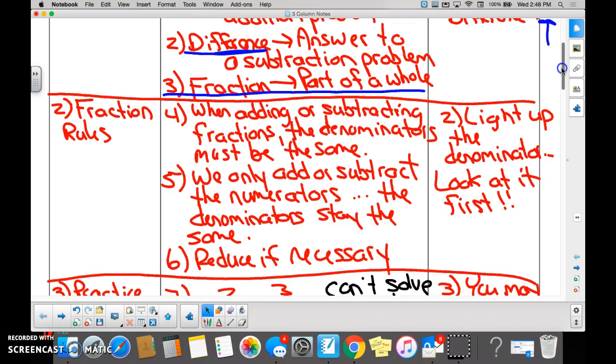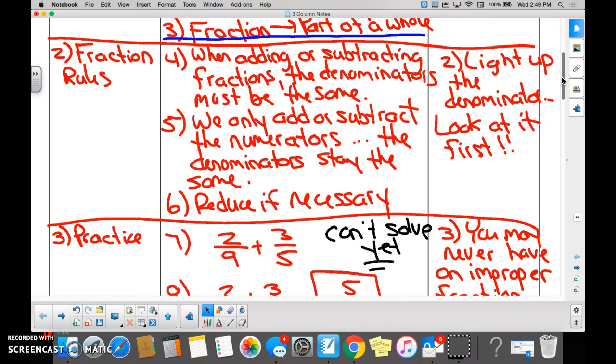Okay, so we look at the denominators. If the denominators are the same, then what do we do? You add or subtract the numerators, right? Yeah. Cool. And then at the very end, once you get your answer, you should make sure that you don't have to simplify or reduce.